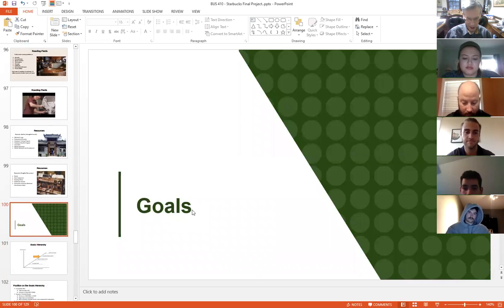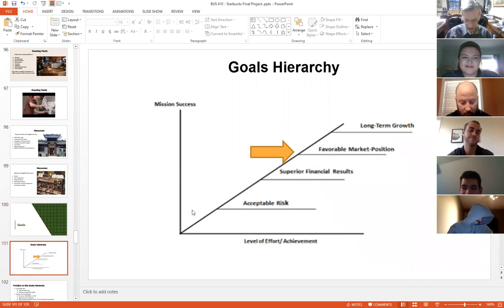Okay, goals. So here we have the goals hierarchy structure. At the top we have the long-term growth, then the favorable market position. They're somewhere between financial and market, favorable market position, because they've struggled financially lately. And yet they're still really banging away to increase their market position.